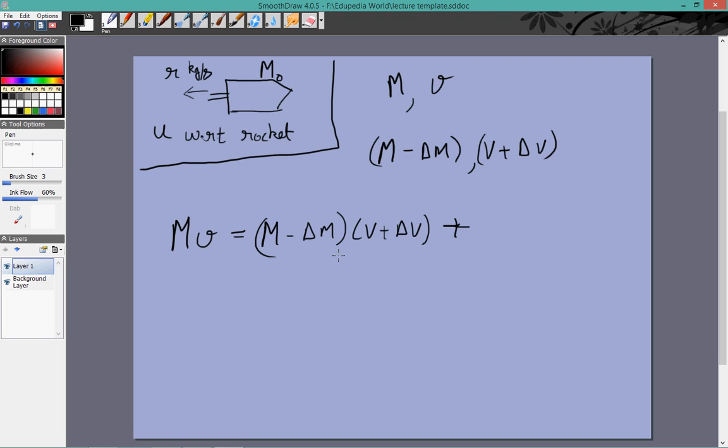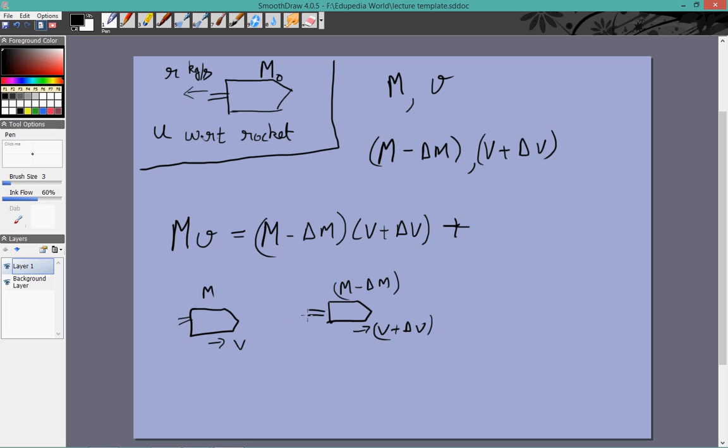Let me just draw the figure, it will be slightly clearer. Right now we have a rocket which has a mass m moving at a speed v. The next instant the rocket has a mass m minus delta m. It is moving at a speed v plus delta v. I am technically supposed to use dv and dm because I am talking about an infinitesimal time interval, but I am going to use delta for the sake of clarity. Eventually I'll get to d.